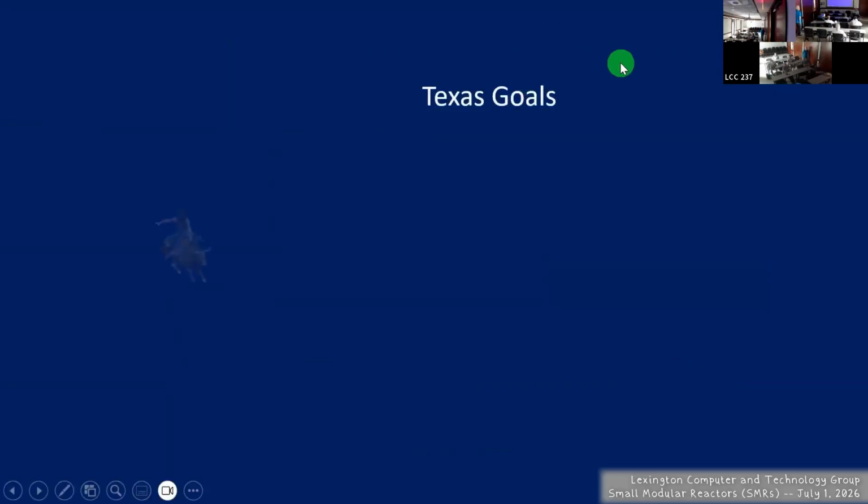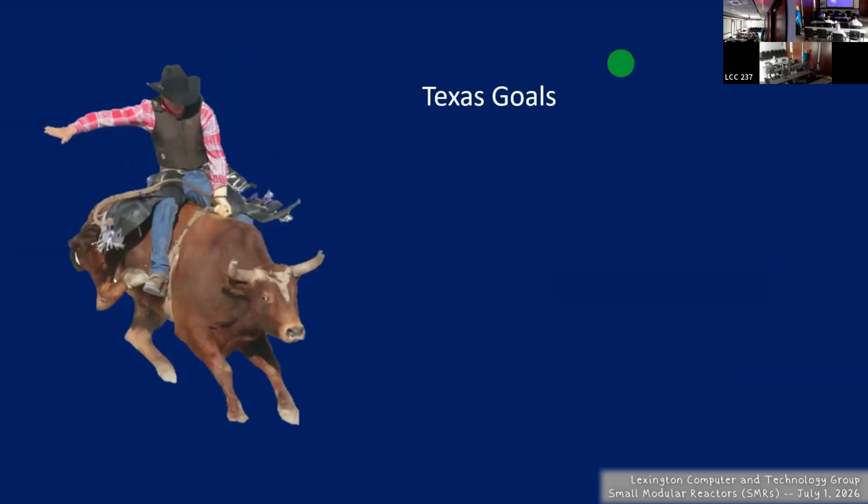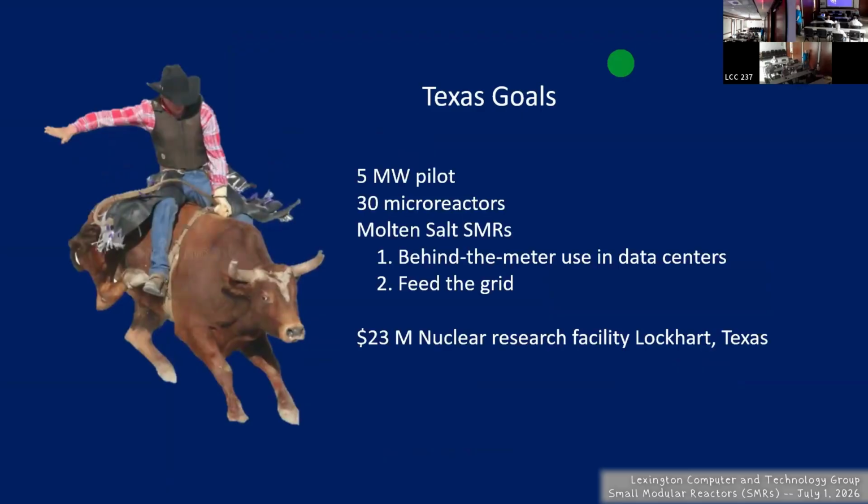So the goals in Texas: a five megawatt pilot, then 30 micro reactors, mostly molten salt reactors, for what they call behind the meter use in data centers. The meter is what you get from the electric company. This will be closer and just provide to the data center. But when they're not using it, they're going to feed back into the Texas grid, not into your grid. So they're not going to power your car, people, don't worry. And they're building a $53 million nuclear research facility in Lockhart, Texas. So when you start saying, well, what are we doing in Massachusetts? Almost nothing. Texas is way ahead.